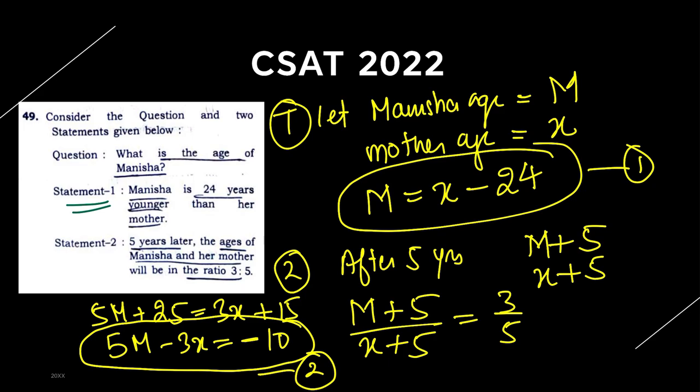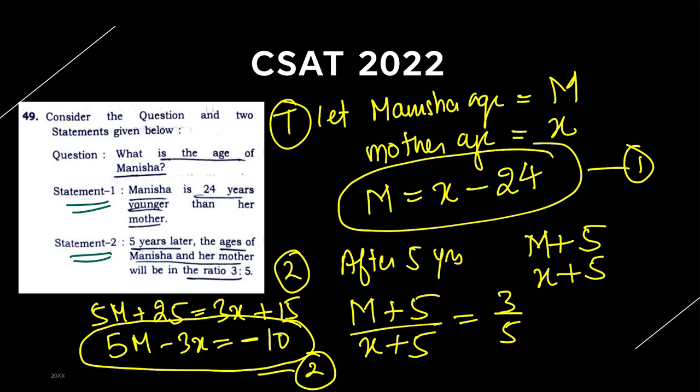Without knowing the value of x, would you be able to solve the value of m? So statement 2 is also not able to give us the age of Manisha on its own. If only statement 1 is given to you, you will say I am not able to find an answer. If only statement 2 is given to you, you will say I am not able to find an answer, right?